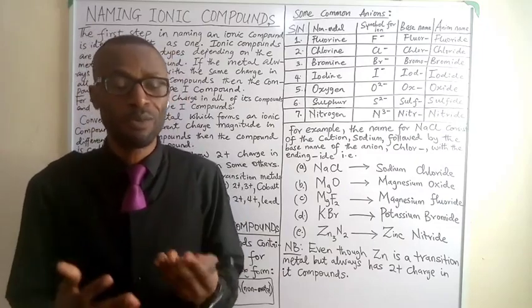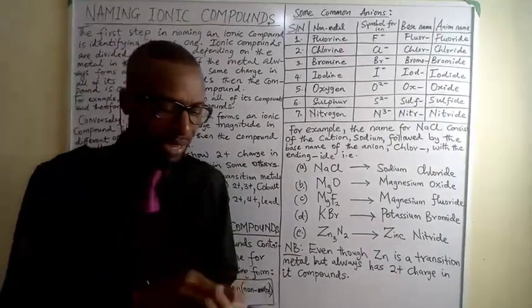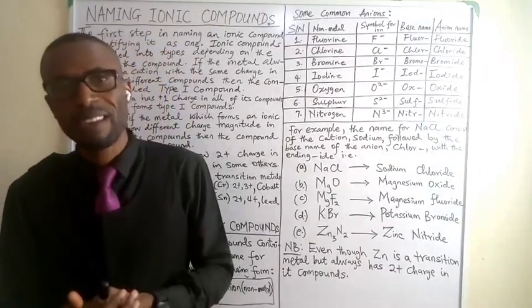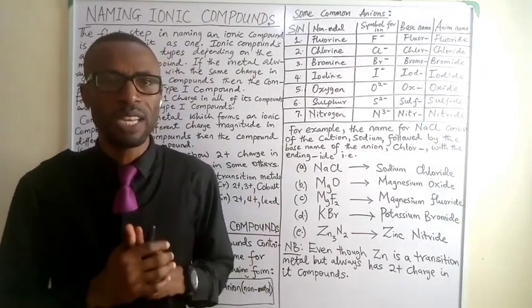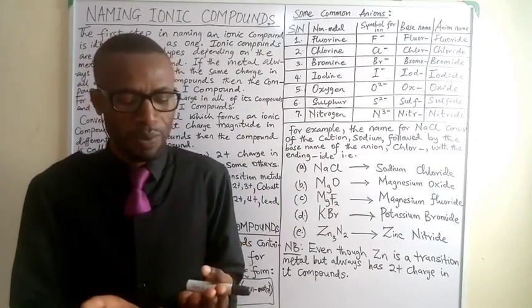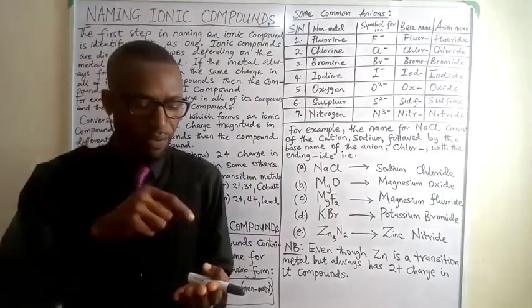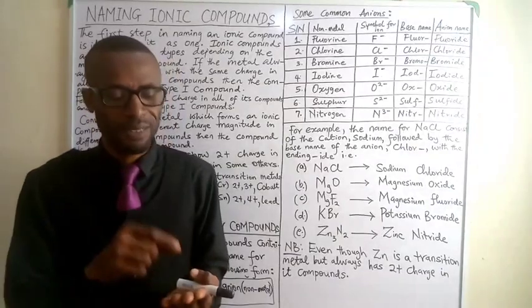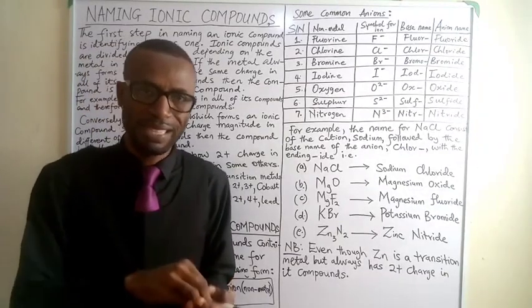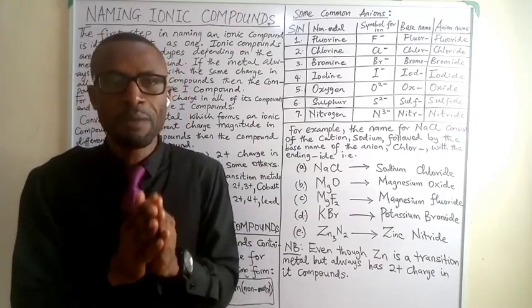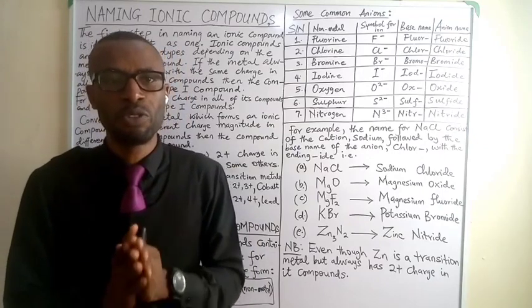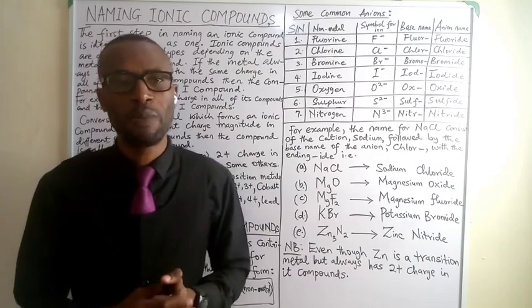An ionic compound will always be made from a metal joined to a non-metal by a strong electrostatic attraction called an ionic bond. So to identify an ionic compound, we must be able to note the presence of a metal which is usually bonded to a non-metal. So the metal must be present for us to be sure that we're dealing with an ionic compound.